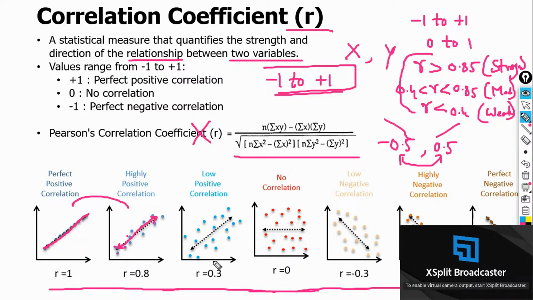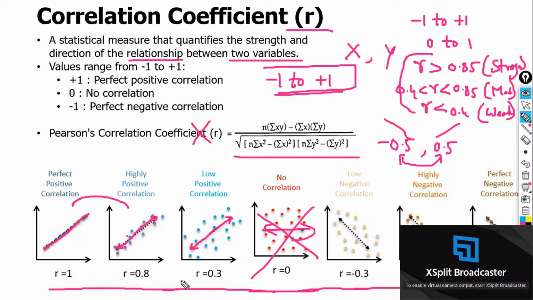Third one, 0.3. Anyhow, you'll have an upward direction. The direction of the scatter will be upward when you try to combine them, but the scatter will be separated far from each other. Why? The reason for this is R less than 0.4. It's a weak relationship. The relation between X and Y is weak. If you take R equals 0, you'll not have any relationship. No relationship.